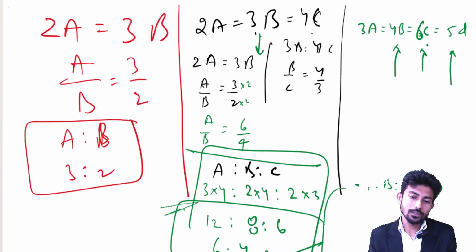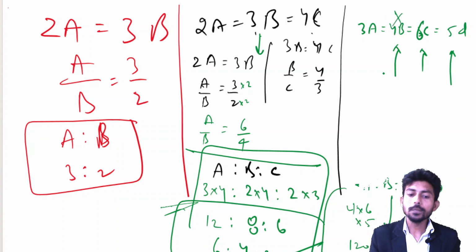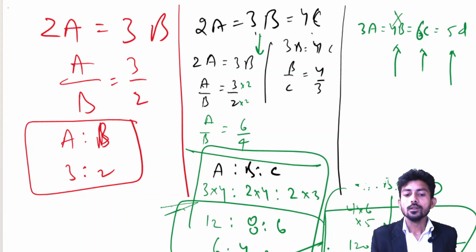So that will give us 120. I'm writing it in expanded form also: 4 into 6 into 5, so this will give us 120. Similarly for B, I will hide the B part and multiply the rest, B is 90. For C, 12 into 5, 60. For D, it is 72. So this is my answer. This is how we can find the ratio if a question like this is being asked.